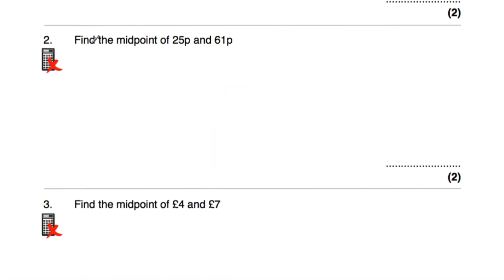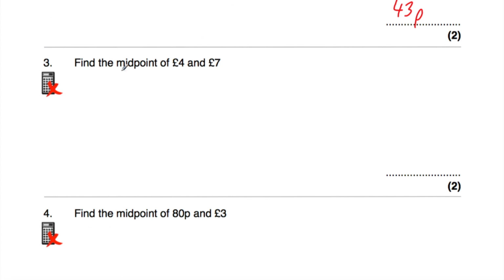Question number 2 says, find the midpoint of 25p and 61p. So let's add the two amounts of money together. 25p plus 61p: 25 plus 61 would be 86, so that's 86p. And if we divide by 2, 86 divided by 2 is equal to 43. So the midpoint of 25p and 61p would be 43p. And that's it.